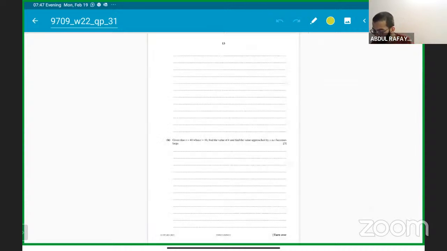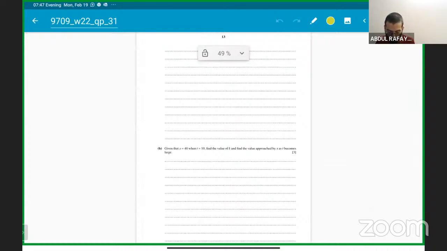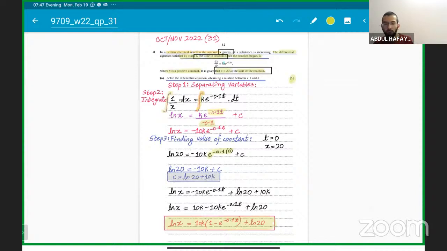Okay, the next part is part B. Part A finishes off. Part B is for 3 mark students, so in this paper, October/November 2022, paper 3, variant 1, this is being tested for 8 marks.